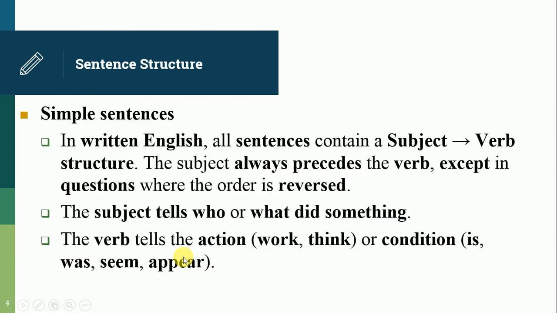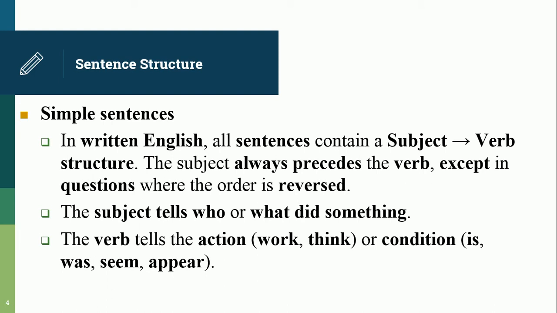So next we have the types of sentences, according to structure. First we have simple sentences. In writing English, all sentences contain a subject and a verb. The subject always precedes the verb, except in questions where the order is reversed. Remember that a simple sentence always contains a verb and a subject. This verb plus subject structure is called a simple sentence, right?